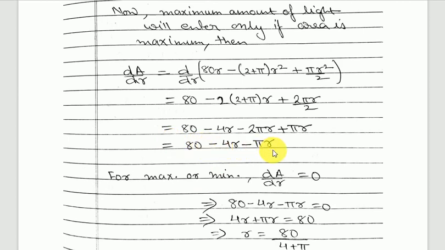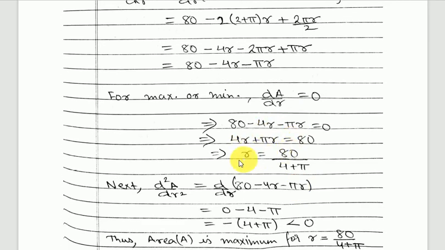Okay, so this is the first derivative. And you know that when you find the derivative of any function, the second step is to put that derivative equal to 0 in order to find the maximum point and the minimum point. So we will put this first derivative equal to 0. Once you put it equal to 0 and solve, you get r equal to 80 upon 4 plus pi. So here we got the value of r, but right now we don't know whether this r is a point of maximum or minimum.